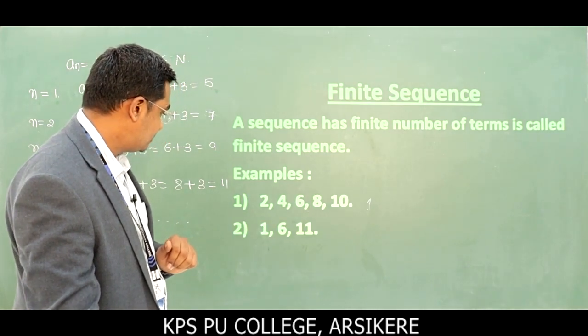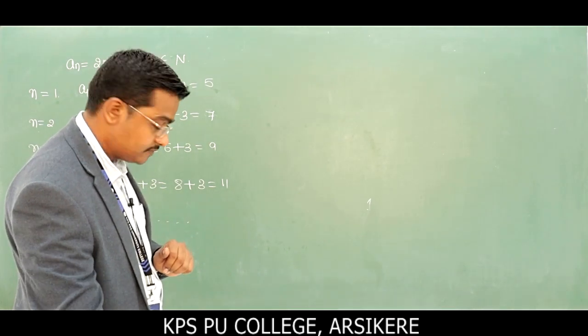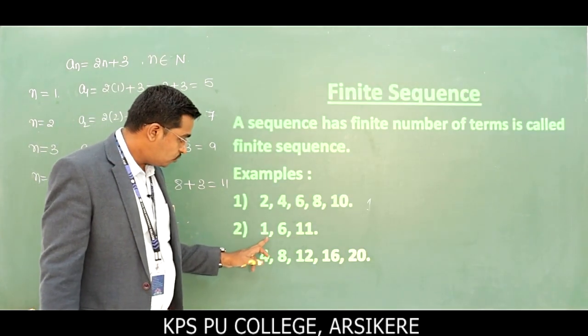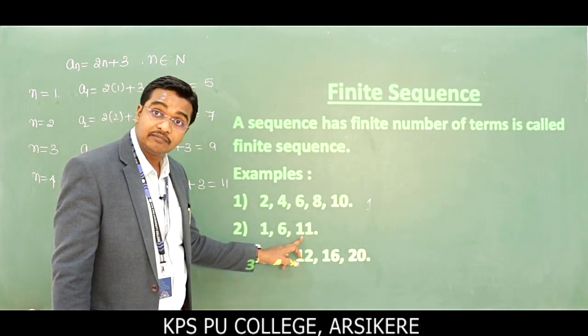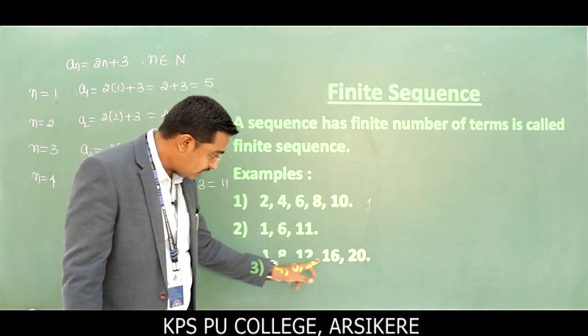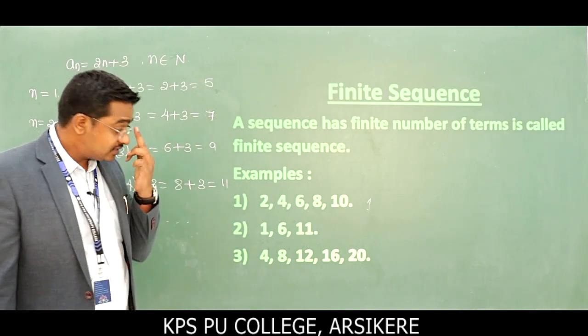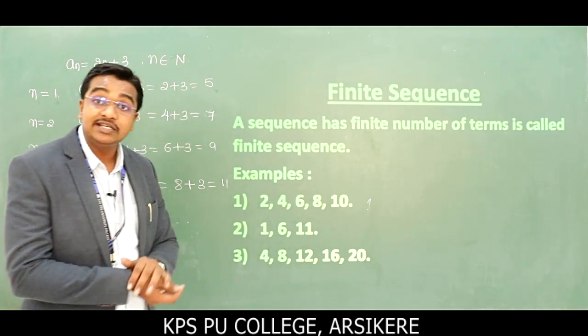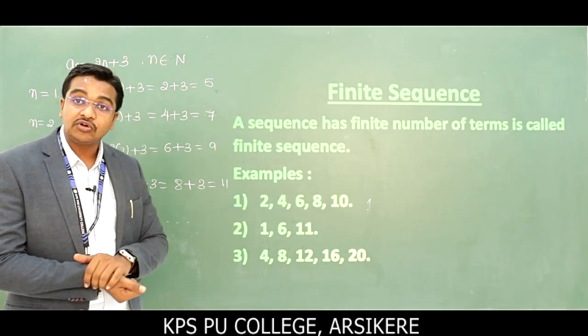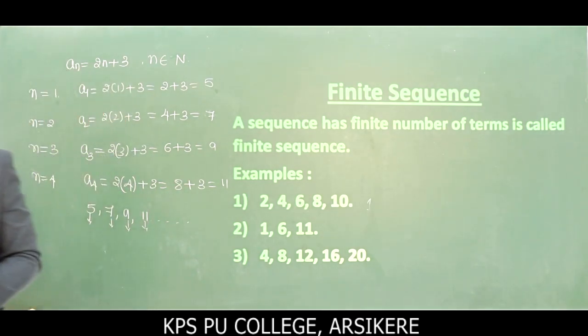And the second one. Just observe here, the second one: 1, 6, 11. It is a finite sequence. This is also 4, 8, 12, 16, 20. It has a finite number of elements, hence it is a finite sequence. So take a pause and note down all the things written here.